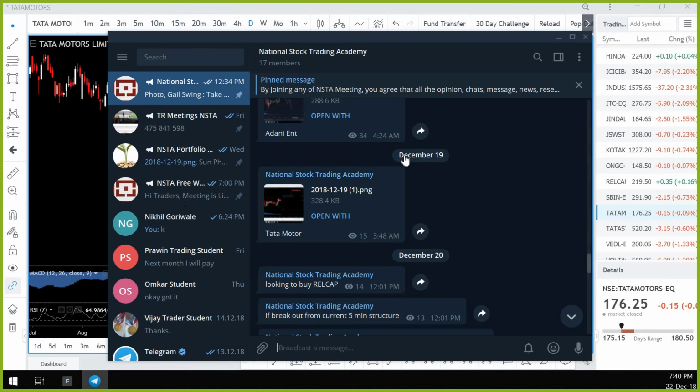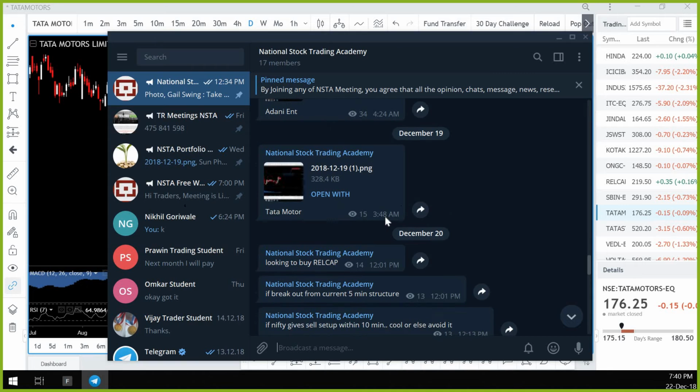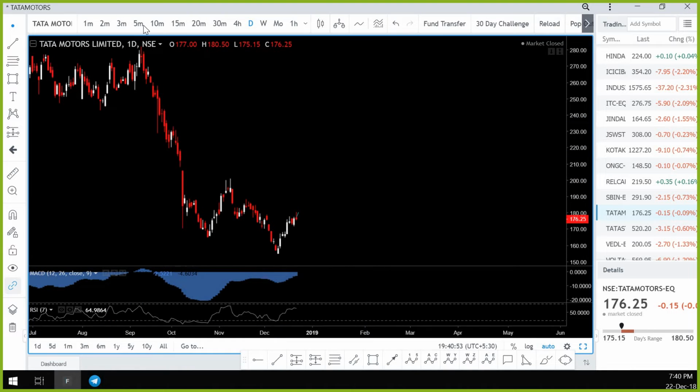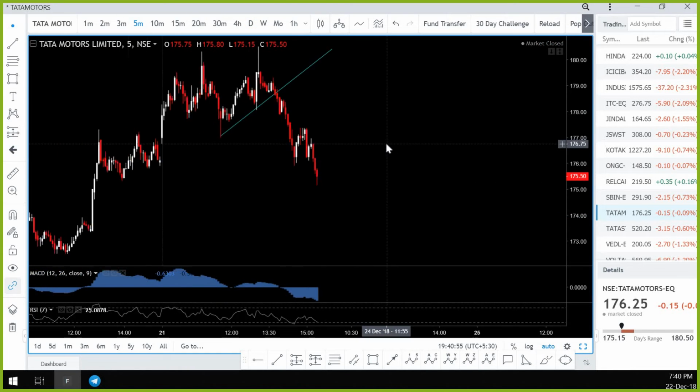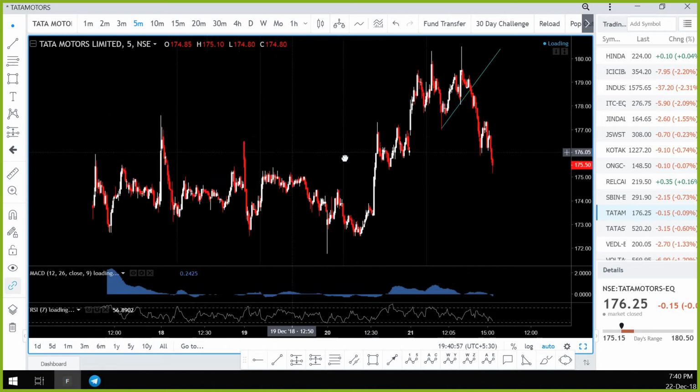This I sent, I think, in my trading room. Let me double click and show me the time. It's showing 19th December, I think I sent it in the morning. I look at the chart all the time. Anyway, let's see what has happened on 19th December. If you go on the charts, 19th December, you see this.